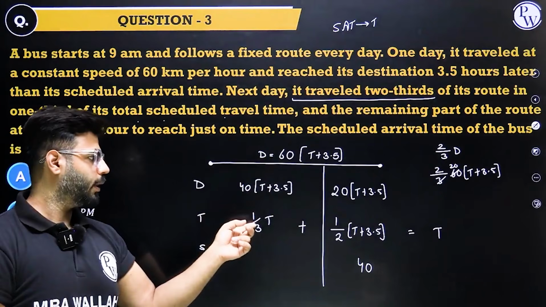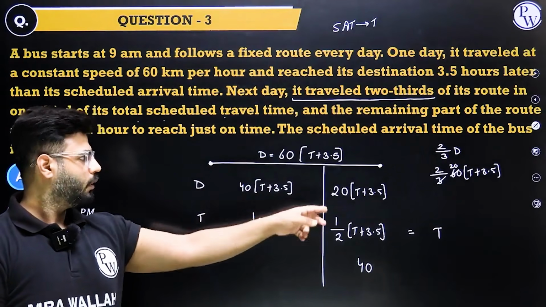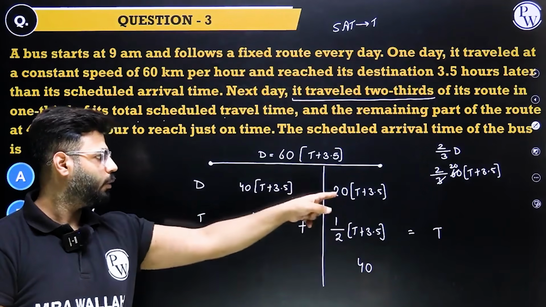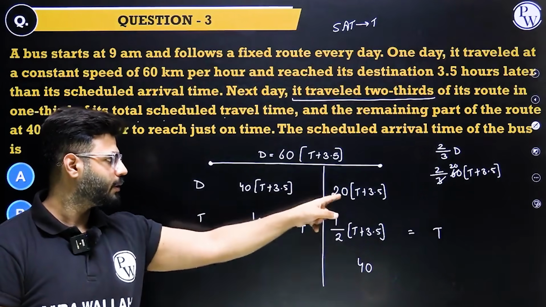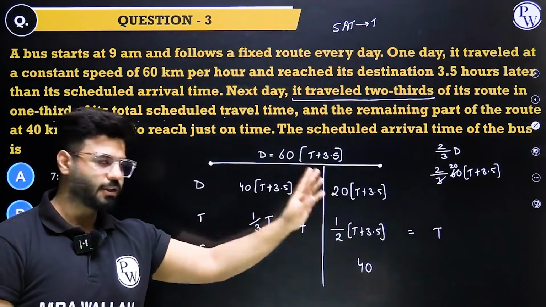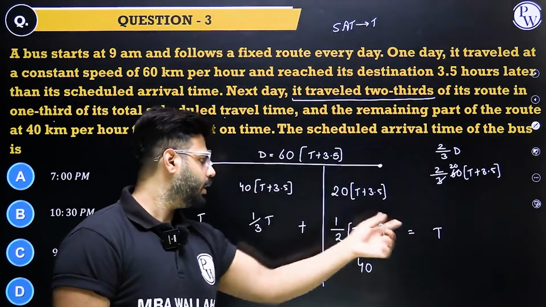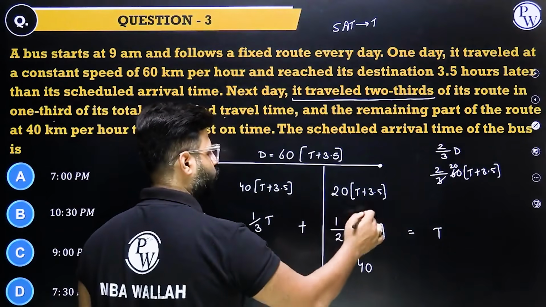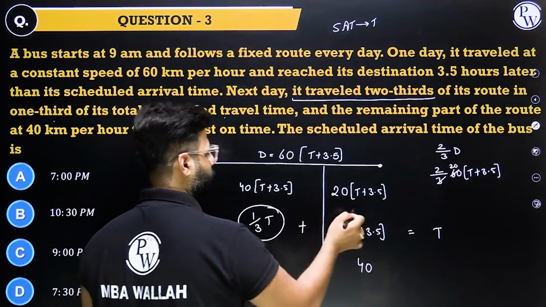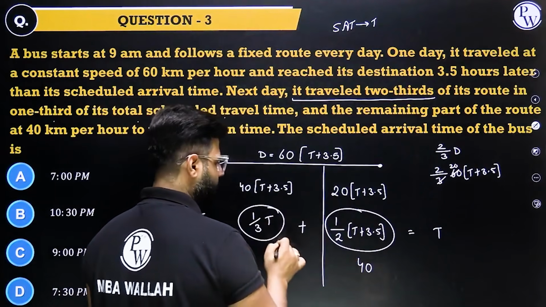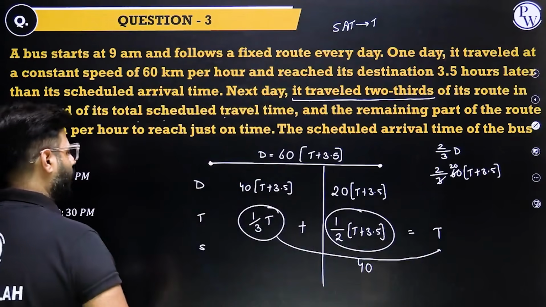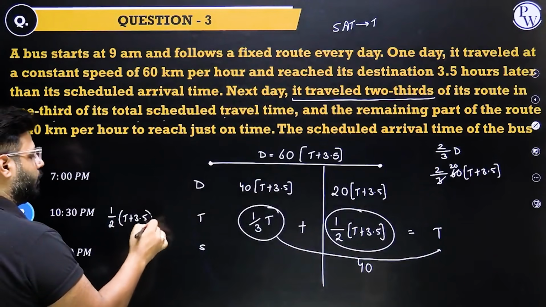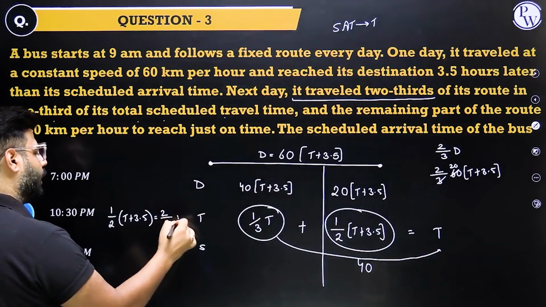Is done in 1/3 time. This has to be done in 2/3. 20 into t plus 3.5 left. You're going with a speed of 40. How much time actually are you taking? This upon this, that's 20 by 40, half, remaining as it is. So this plus this becomes t. 1 by 3t goes over there, and ultimately this becomes 2/3 of the time. 1/3 taken here, so 2/3 has to be here. Or you can say this goes over this side and gets subtracted. Ultimately, the equation is half into t plus 3.5 equals 2/3 of the time.